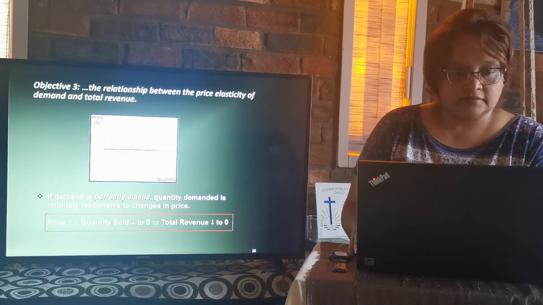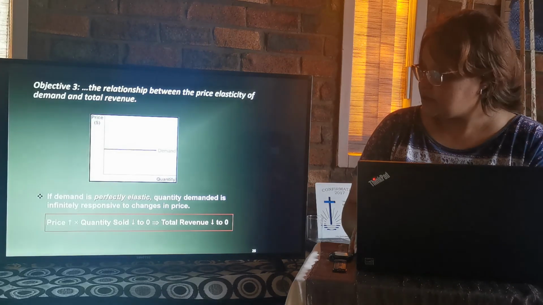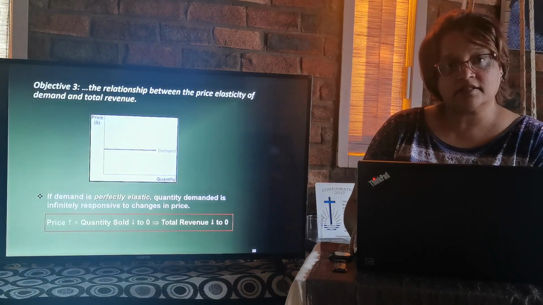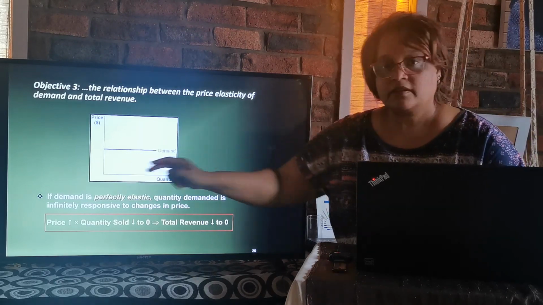If demand is perfectly elastic, quantity demanded is infinitely responsive to changes in price. And I think we've ransacked this one. So there will always be a demand irrespective of the price. Thank you very much.